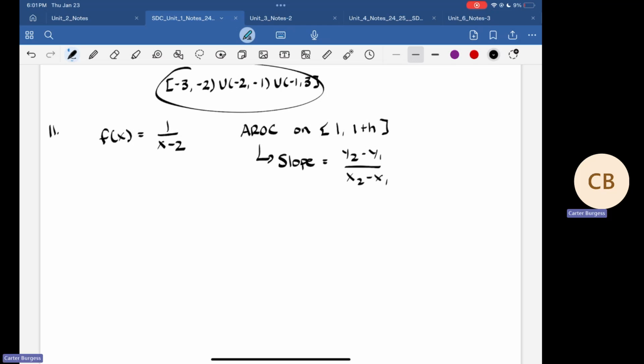In terms of the information that we have already been given, you guys are doing a really good job of this in class, but just making sure that this is our x1 and this is our x2, right? I'm giving you the x values, not the y values. How then do we find the corresponding y values for these particular x values? Well, we're going to take these x values in and plug them into our particular function here. So looking for f of 1 and looking for f of 1 plus h, which give me 1 over 1 minus 2, which is -1, and 1 over 1 plus h minus 2, which gives me 1 over h minus 1.